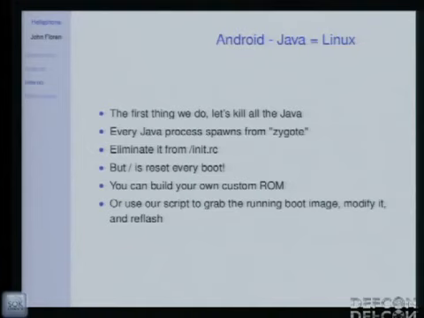And so the way to do that, you just take it out of init.rc, but then you realize init is reset on every boot. They reflash it, they reload it from storage. Well, the way to fix that is either you can build your own custom ROM, which has init.rc the way you want, or you can do what we did, which is write a script which grabs the currently running ROM, modifies it, and then reflashes it. It's very quick, very convenient.